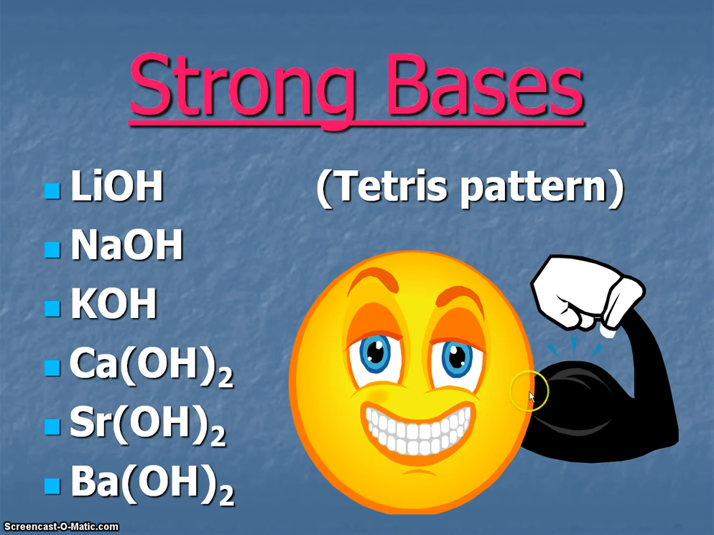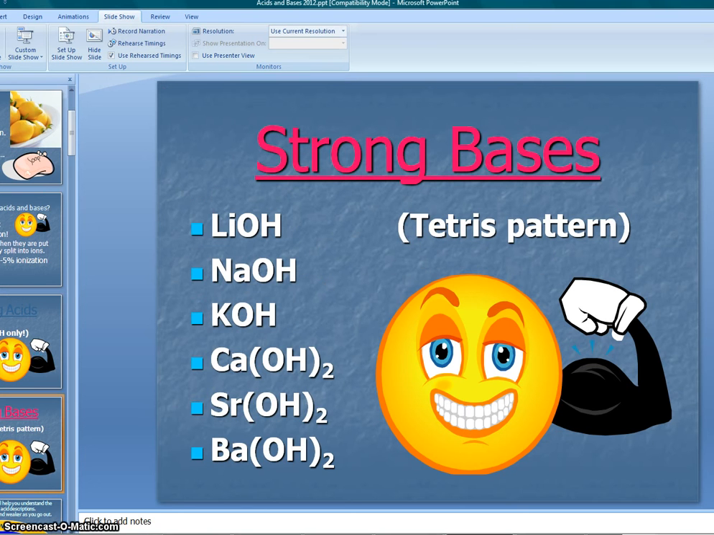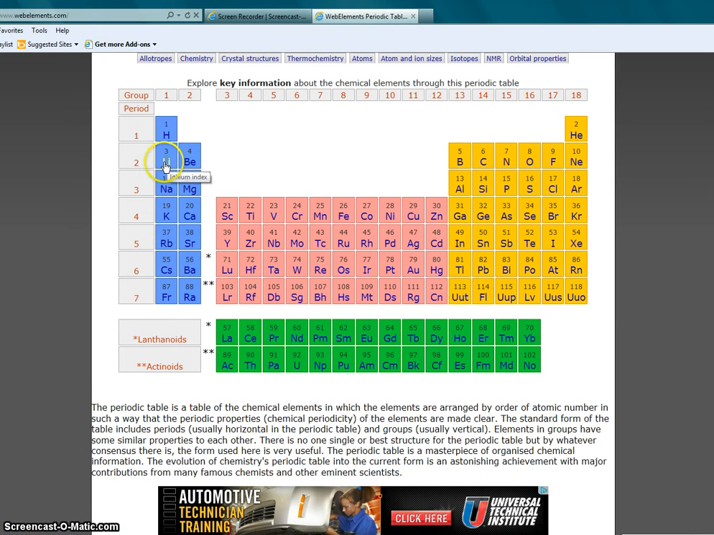You can get these from a Tetris pattern on the periodic table. So let's go back to the periodic table again. If we look at lithium, sodium, and potassium put with hydroxides, shift over to calcium, strontium, and barium, that's where we get our Tetris pattern. Okay, can you see the Tetris pattern that occurs here? The first column combines with 1 OH, the second column with 2 OHs. Make sure to put the parentheses around the OH and put the 2 on the outside.